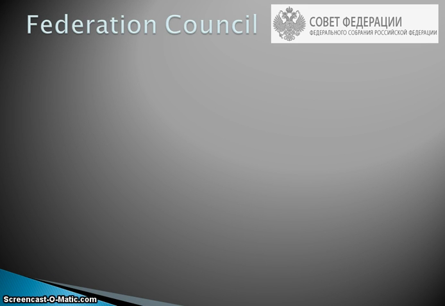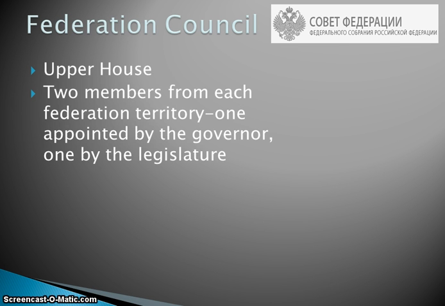Russia features a bicameral legislature. The other half of the legislature is the Federation Council. It's an upper house, similar in structure to the United States Senate as it was created originally under the Constitution before the 17th Amendment. That is, citizens of the districts, the Federation territories, do not directly elect members to the Federation Council. There's 2 for each Federation district.